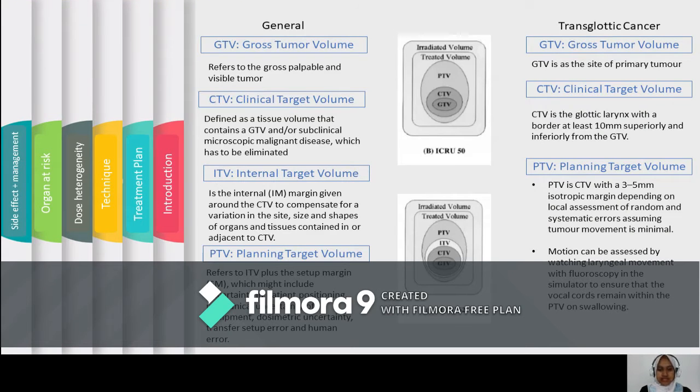Gross tumor volume or GTV refers to the gross palpable or visible tumor, or with the help of imaging such as CT, MRI, and PET. In this case, the GTV is the site of the primary tumor.